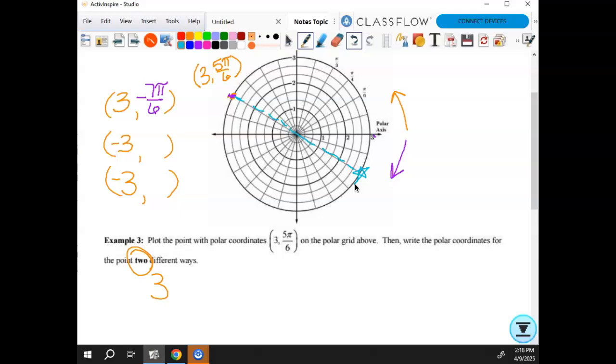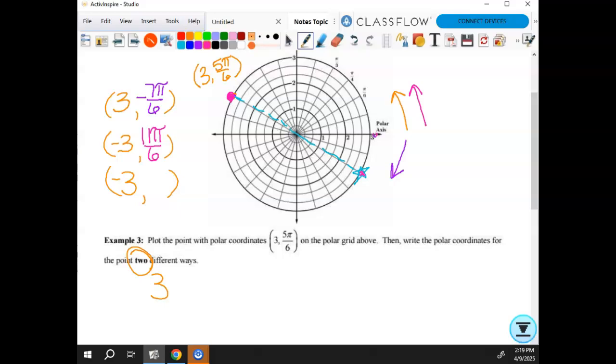So I'm here. If I go this way, I would go from here all the way to my fourth quadrant. It's still a pi sixth angle. What's my fourth quadrant pi sixth angle? 11 pi 6. So if I was given this ordered pair, I would go to 3, 11 pi 6 right here, but the radius is negative, so I'm going to pass through the pole, and I'll still end up in the exact same spot. Okay, you see how that works?